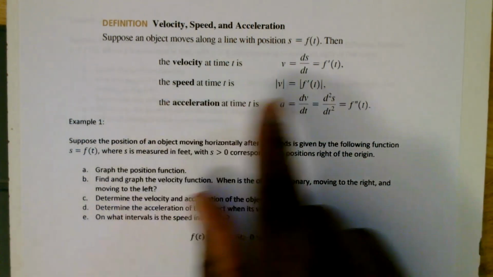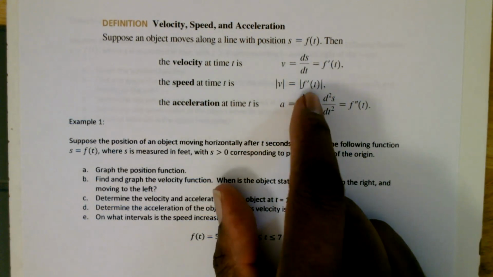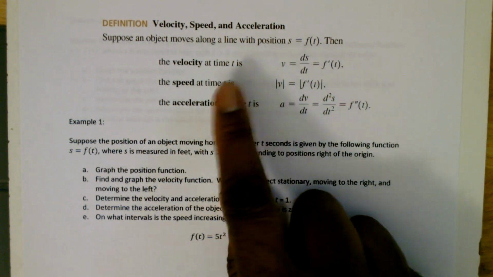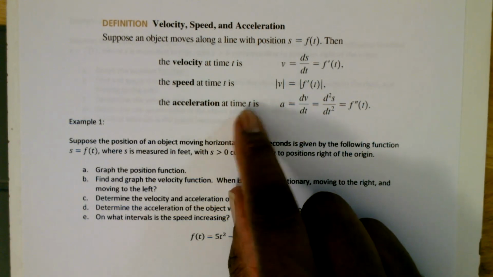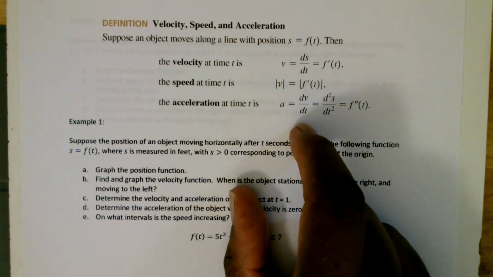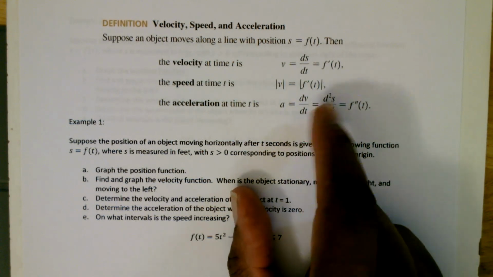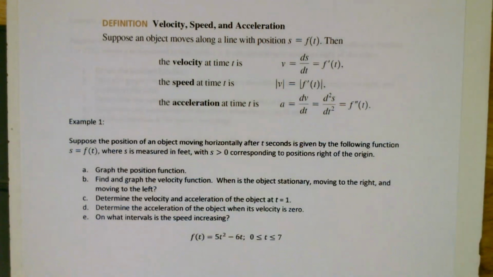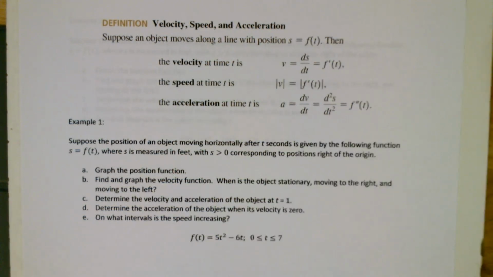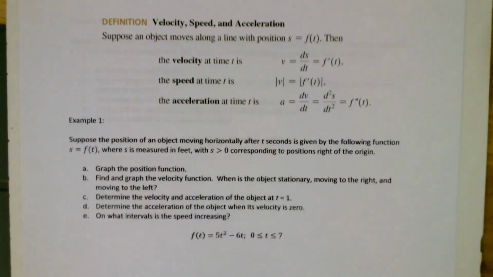And speed, of course, will be the absolute value of f prime of t. The absolute value of your velocity function would be your speed. And then the acceleration is the derivative of your velocity function, which is also the second derivative of your position function, which we can write as f double prime of t. Keep that in mind, because you're going to be using this when we do some of these examples in this video and in the homework in my math lab.